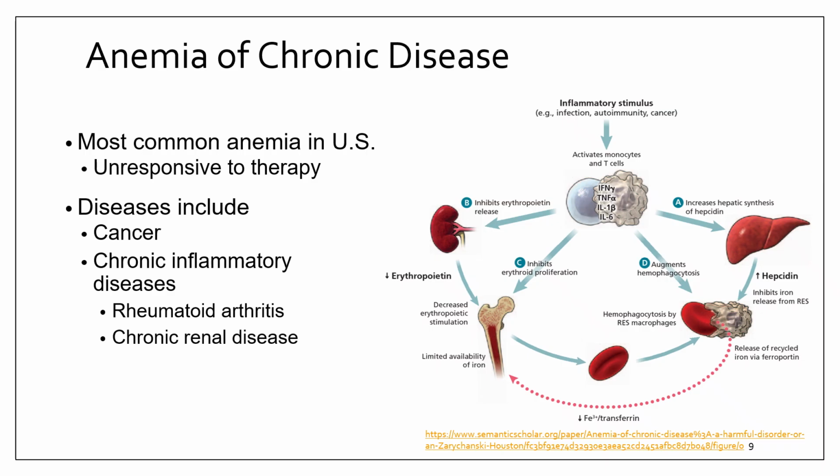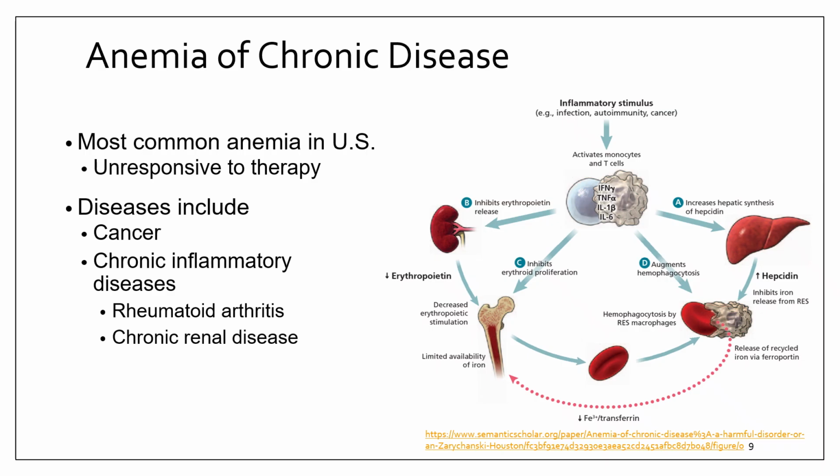When inflammation hangs around long term, the body shifts into survival mode and says, let's lock everything down. Unfortunately, that includes iron. Anemia of chronic disease is seen in patients with cancer, chronic inflammatory diseases such as rheumatoid arthritis, chronic infections, and chronic renal disease. Basically anything that keeps the immune system activated for months or years.